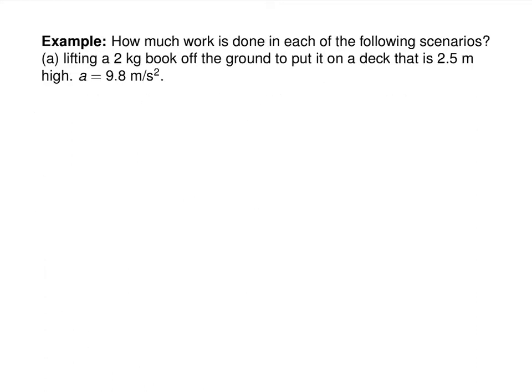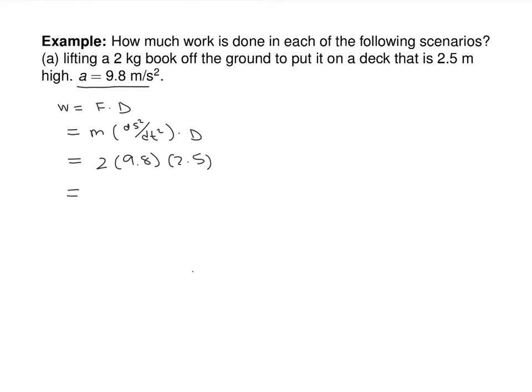So how much work is done in each of the following scenarios? Lifting a 2-kilogram book off the ground to put it on a deck that's 2.5 meters high. And we're going to use acceleration as 9.8 meters per second squared. So work is force times distance. In this case, the force is mass times the acceleration times the distance. So that will be 2 times 9.8 times 2.5, and that will equal 49, and the units here are joules. Remember that the units of the force, as in the 2 times 9.8, that's what the newtons are.